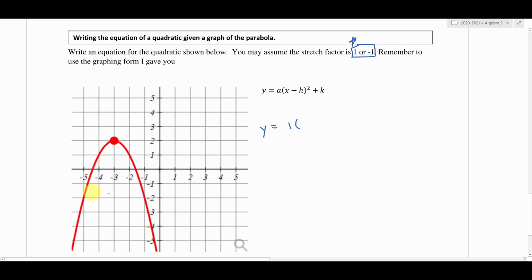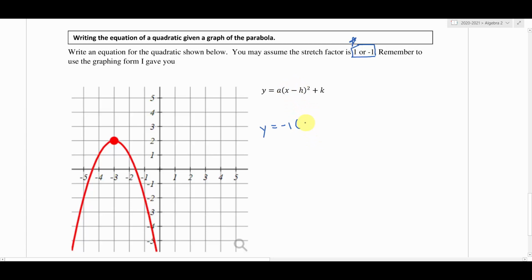I can tell whether or not I'm going to put a negative in front of that by the direction that the parabola opens. This parabola is opening downwards, so that's telling me that it's been reflected, so I do need a negative in front of that 1.